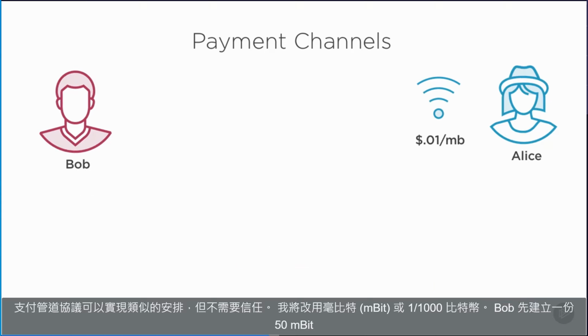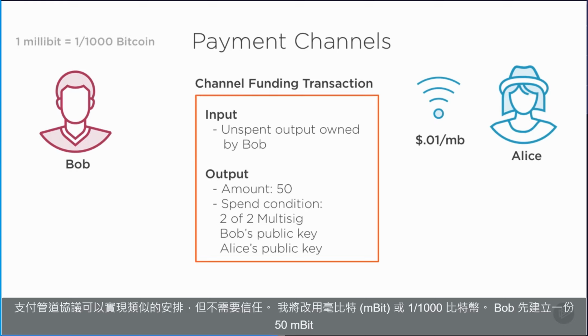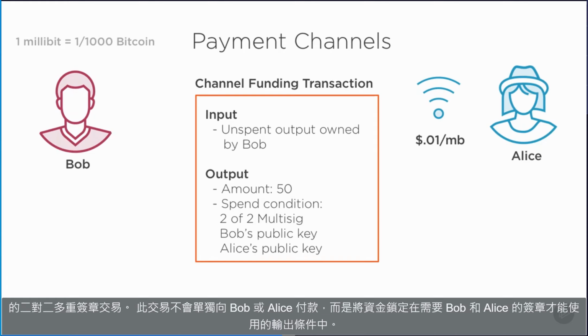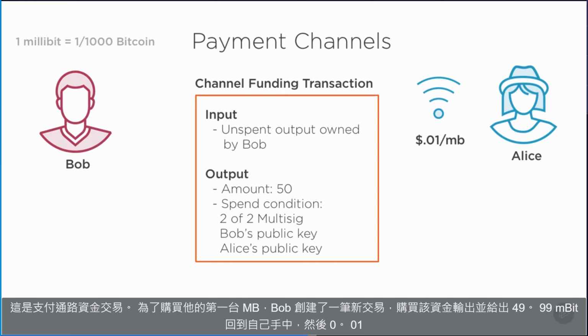I'm going to switch to using millibits, or 1/1000th of a Bitcoin. Bob first creates a 2 of 2 multi-signature transaction for 50 millibits. This transaction does not pay Bob or Alice individually, but rather locks the funds in an output condition that requires both Bob and Alice's signature to spend. This is the payment channel funding transaction.